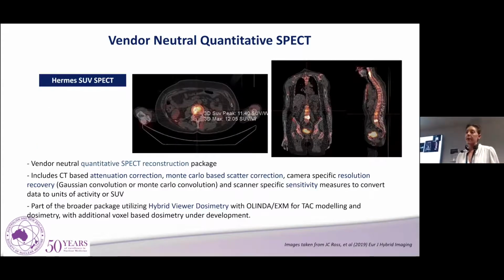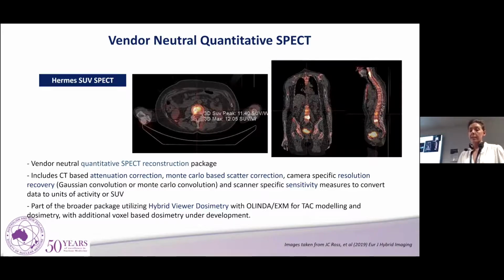Finally, the last package that's available is the Hermes Medical or Hermes SUV SPECT package. This one differs a little bit in that it uses a Monte Carlo-based scatter correction, and it also has the option for Monte Carlo-based resolution recovery, which is thought to be more accurate for higher energy photon emitters, so your I131, I123, and Y90 imaging perhaps as well.